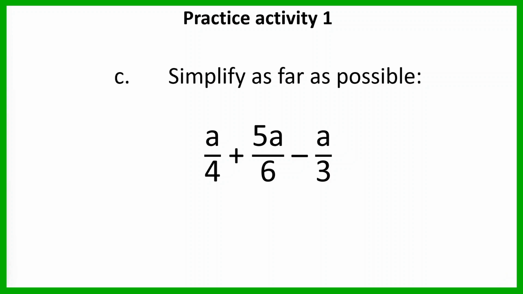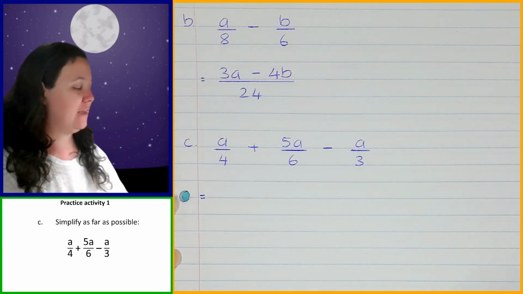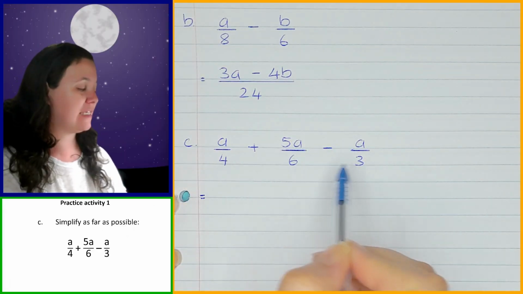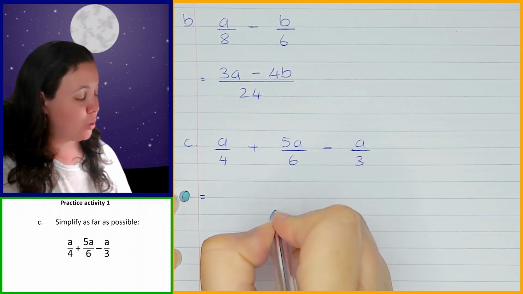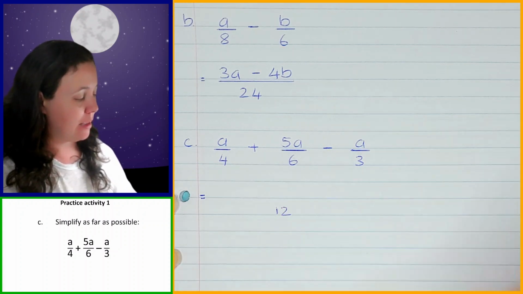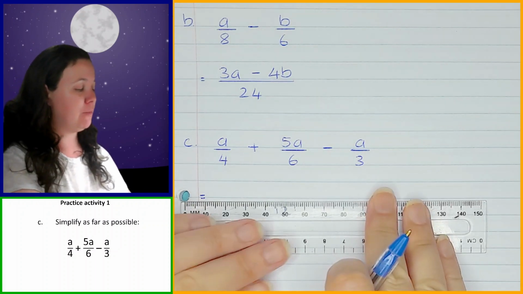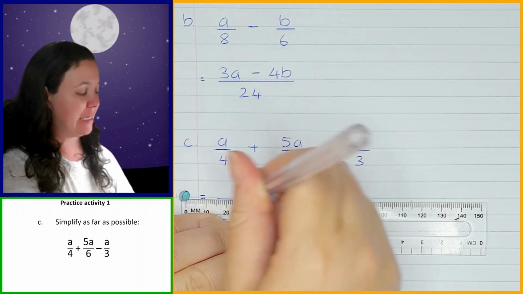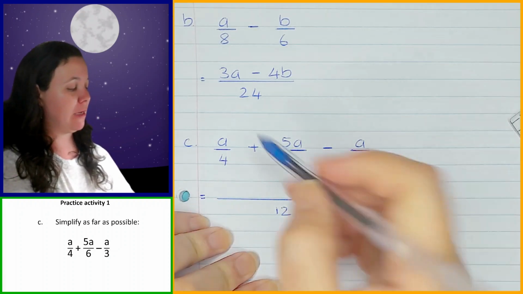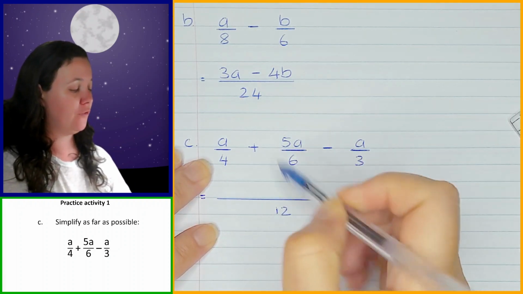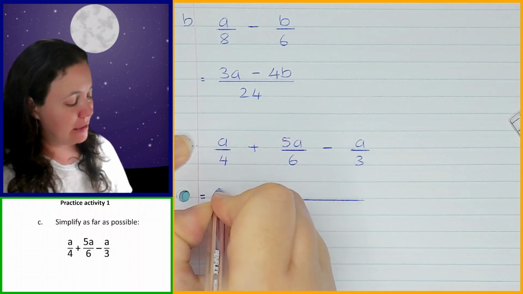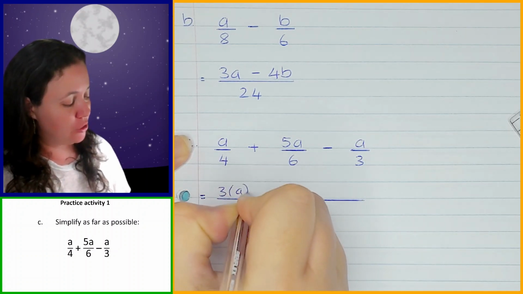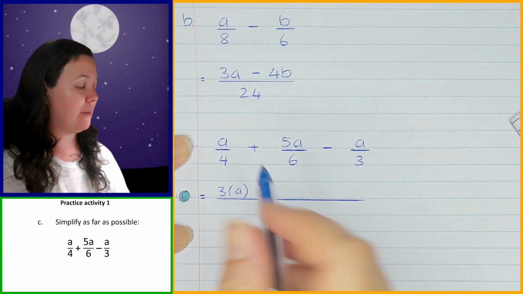Okay, so let's go through that question. Over here, I've got the denominators 4, 6, and 3. The lowest common denominator is going to be 12. So I have a 12 over here. I need to multiply each of these by something to get 12. Over here, I'm going to multiply the 4 by 3 to get 12. So I need to multiply the top by 3. That's going to be 3 times a. And in this case, I'm going to put it in brackets. You didn't necessarily have to, but I'm going to.